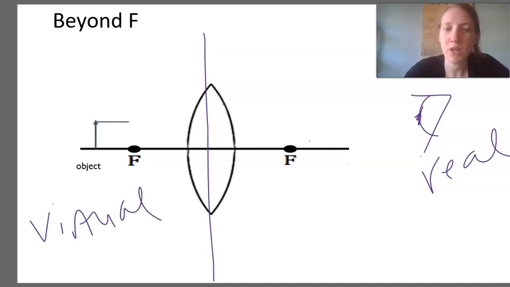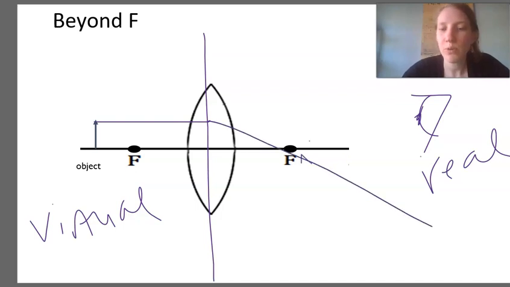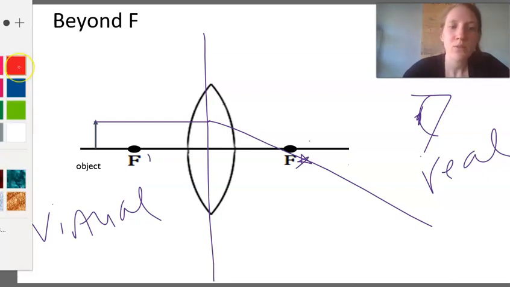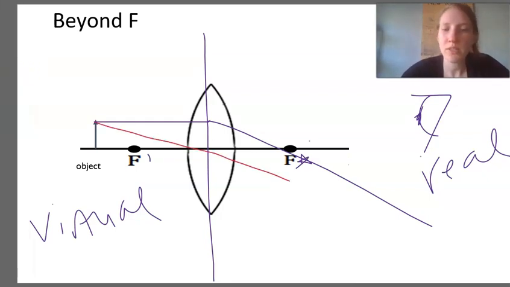First line goes from the top of the object straight to the center, and then through our primary focal point, f star. This is the secondary focal point. And our second line will go from the top of the object straight through the center, and it will form over here.